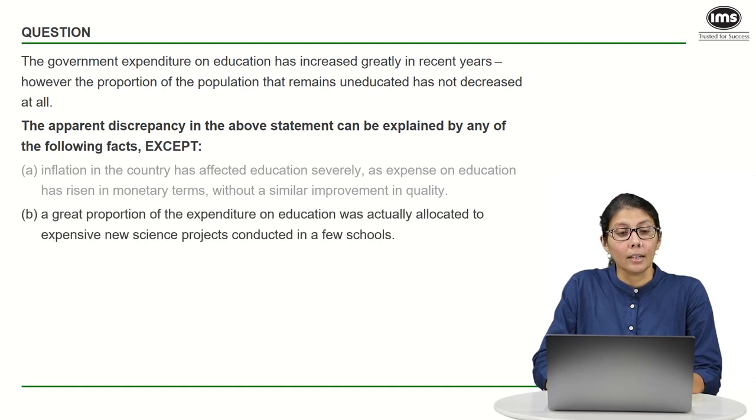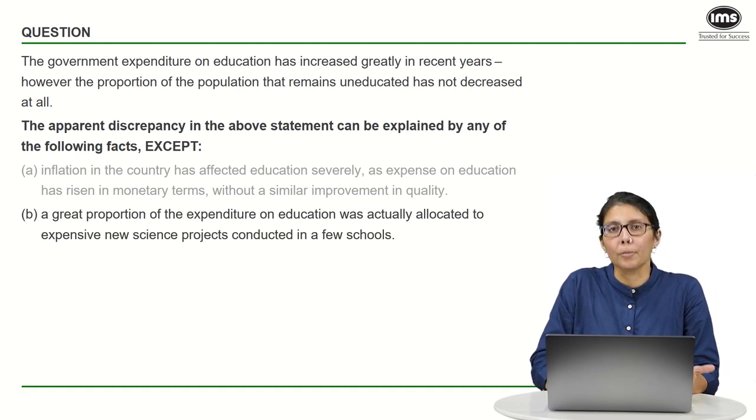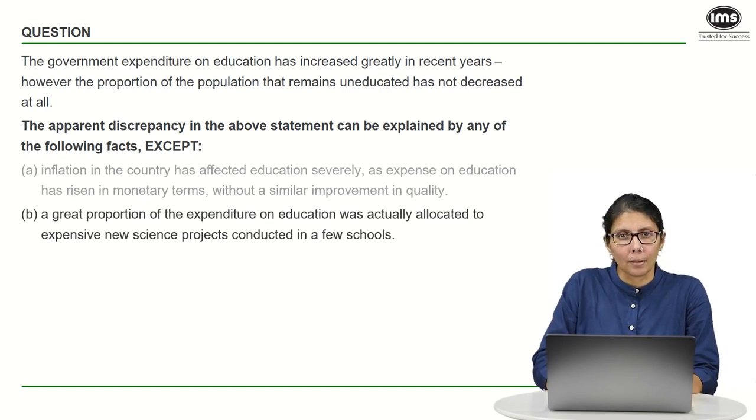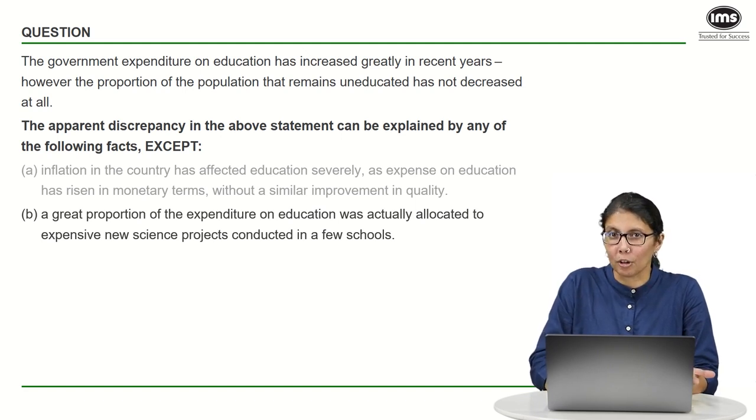B says that a great proportion of the expenditure was allocated to something very specific. New science projects conducted in a few schools. So all that money was diverted to a very specific purpose. As a result, it could not be used to reach out to more people. B would again explain why the percentage of uneducated people has remained the same, because the money reached only a few schools and was spent on only a few projects. So B can be eliminated.